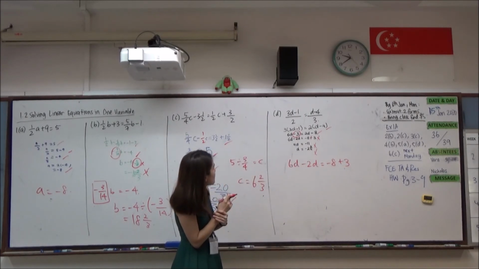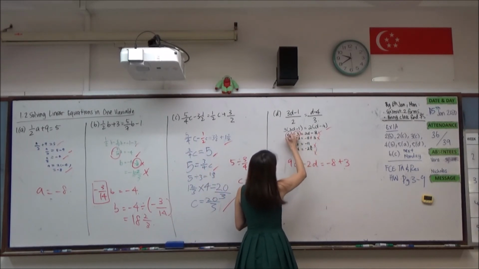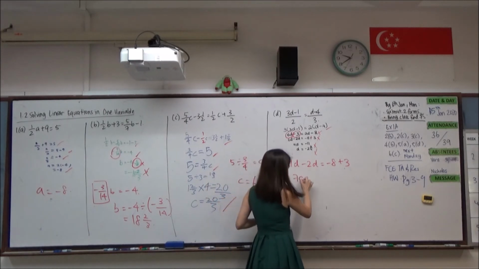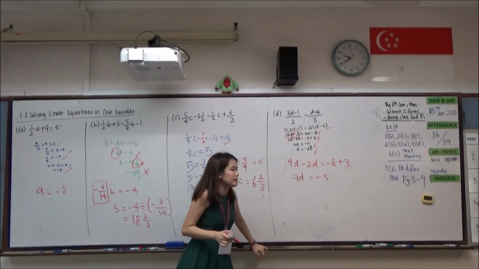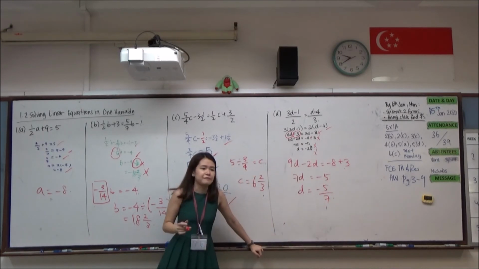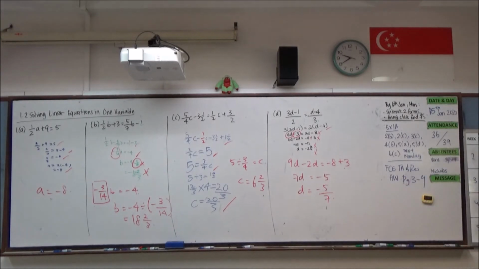Sorry? 9D. Oh, yes, 3 times 3 is 9. Oh, sorry, even myself. Okay? So 9D minus 2D is equal to negative 8 plus 3. 7D is equal to negative 5. And D will be equal to negative 5 over 7. Okay? Any questions? Alright? Okay, now let's go back to our example 4.